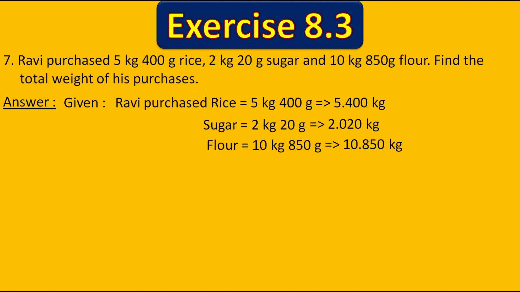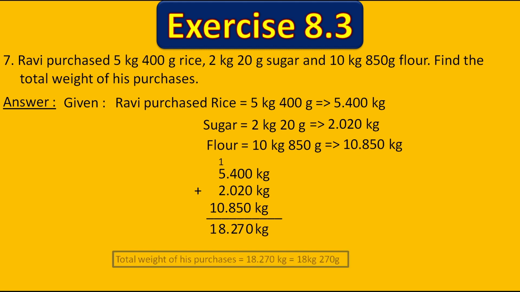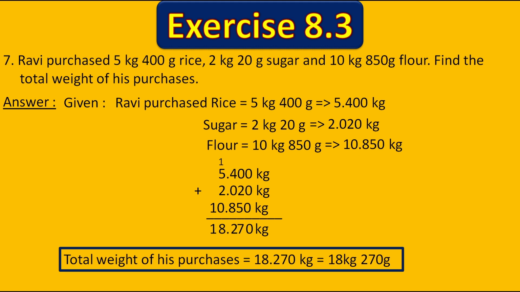Okay, now let's add them, as they have asked us the total. So 5.400 kg, 2.020 kg, 10.850 kg. Now the answer will be: 0, 0, 0 will give you 0, 0, 2 plus 5 will give you 7, 4 plus 0 plus 8 will give you 12, so 1 is carried forward. Now 1 plus 5 plus 2 will give you 8. Next the point will come as it is. So the total weight of his purchases is 18.270 kg. It can be written as 18 kg 270 gram.